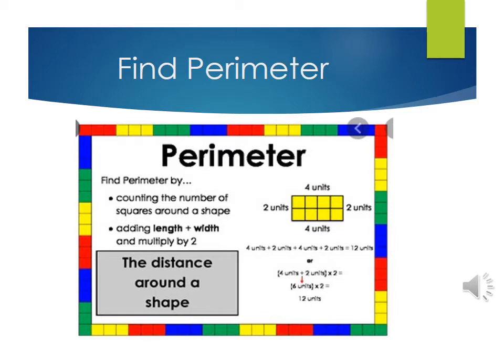You can find it another way, that is by using the formula. You can add width and length: 4 plus 2 is 6 and multiplied by 2. We also get 12 centimeters. So we have two methods to find the perimeter: by adding all the sides, or by adding the length and width and multiplying by 2.